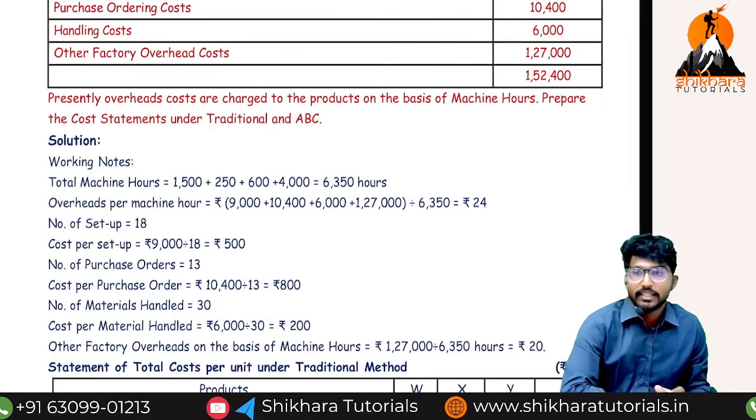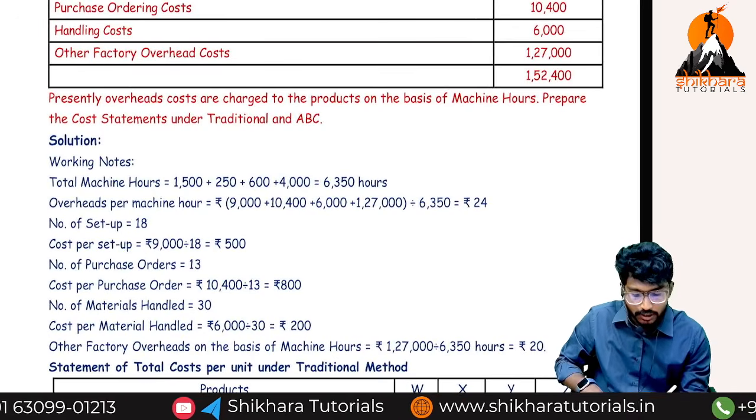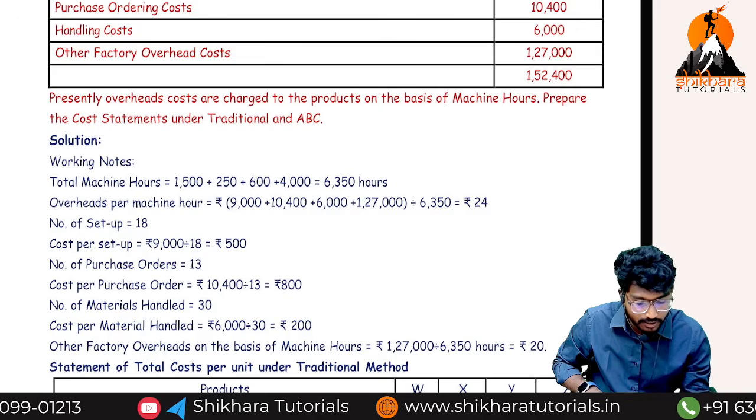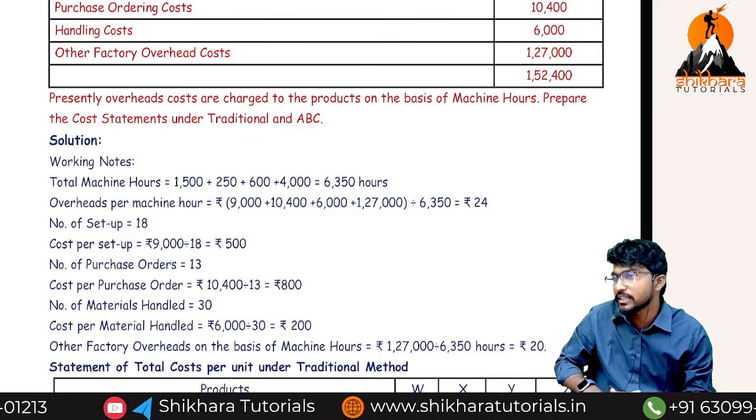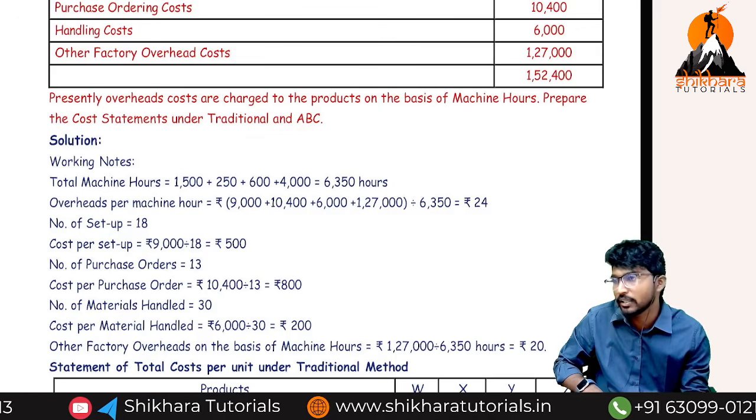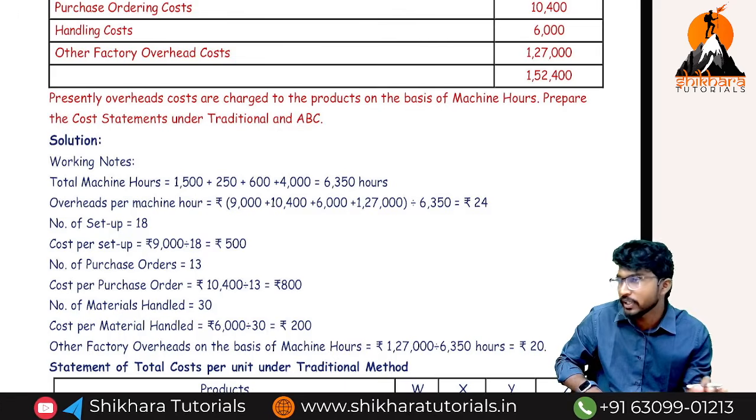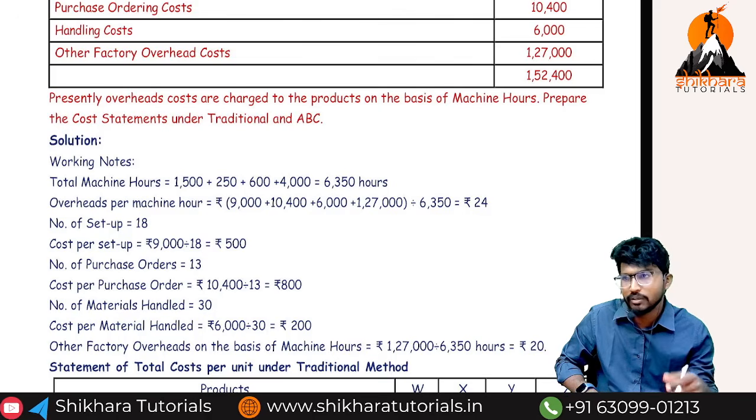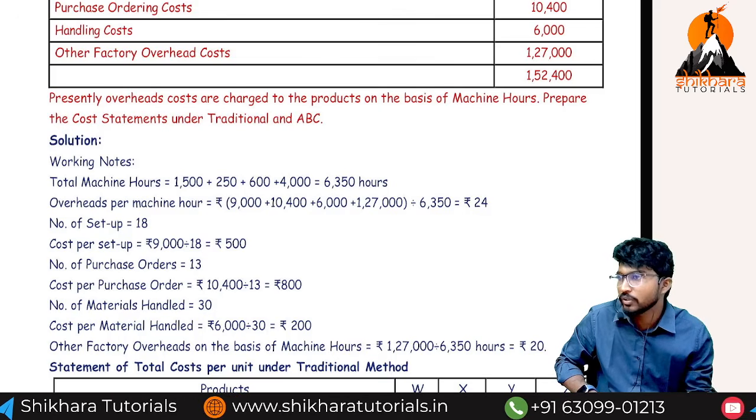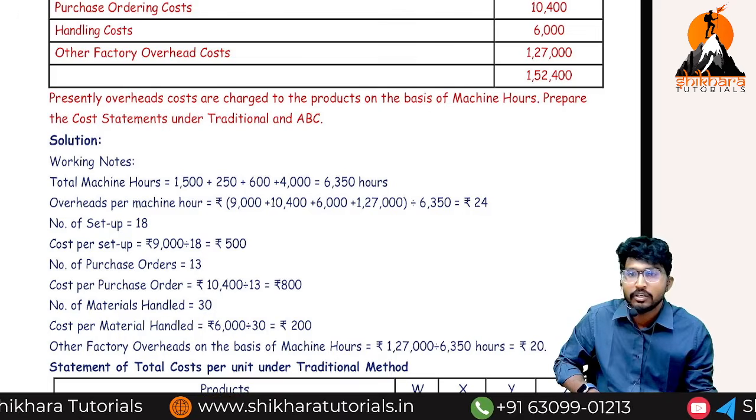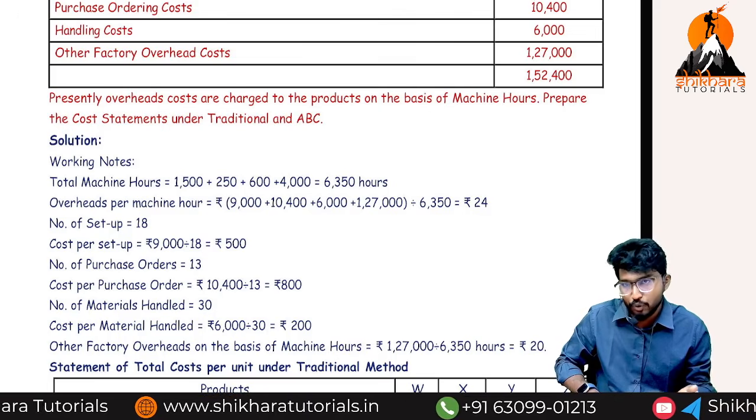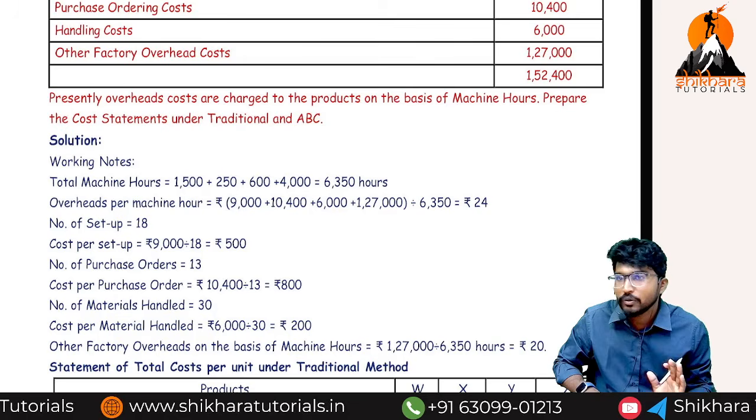First understand what he asked in the question: the cost statement under traditional and ABC. He asked just the cost statement, he didn't ask cost per unit. Ultimately you can calculate the cost per unit: after calculating the total cost, if you divide by the number of units, you will get the cost per unit.